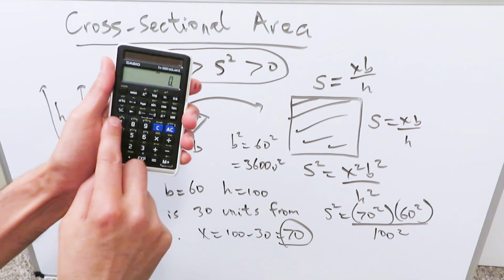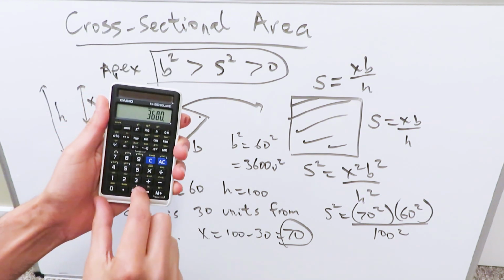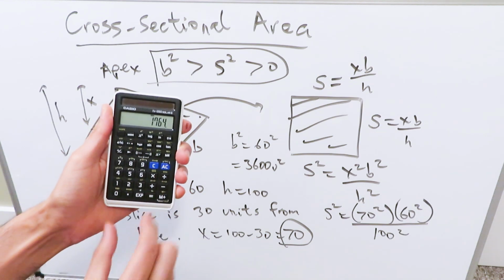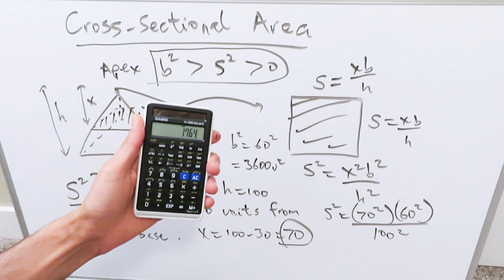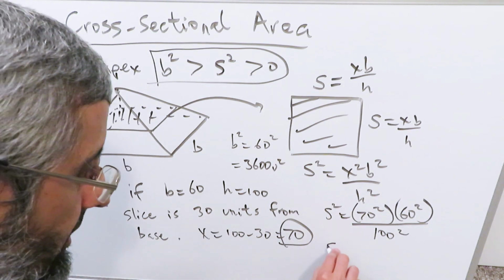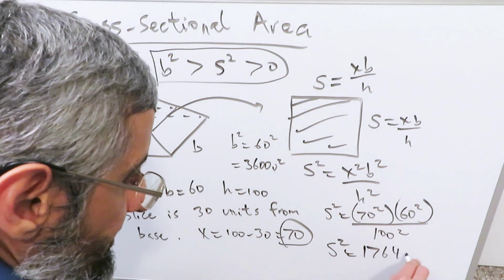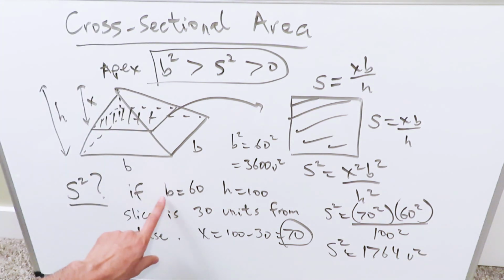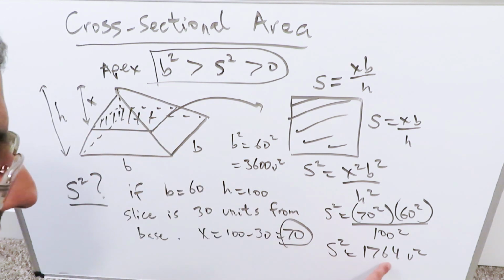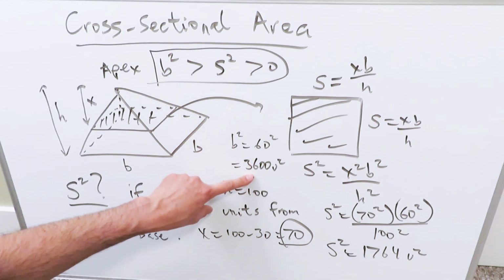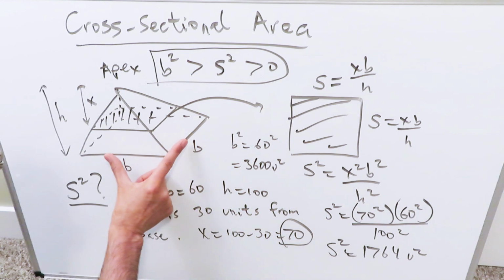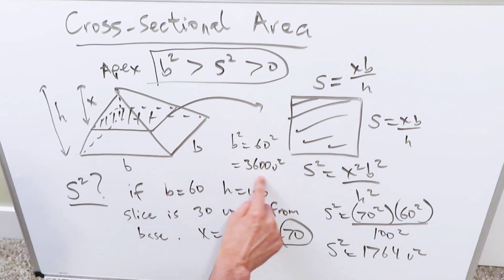Let's do the calculation. We have 70 square times 60 square divided by 100 square, and our answer is 1764 units square, and it will be correct. So it makes sense. A base of a square pyramid, 60 units, height 100 units, slice 30 units from the base or 70 units from the apex. That cross-sectional slice would have an area of 1764 units square. But the base of that pyramid would have the maximum possible slice area, because indeed the base represents a slice. If you were to pluck it out, it would be 3600 units square.